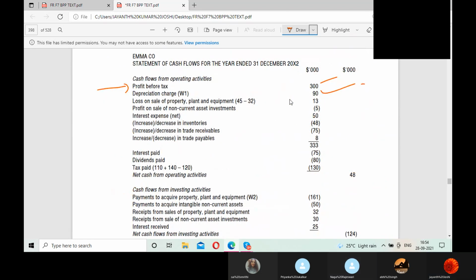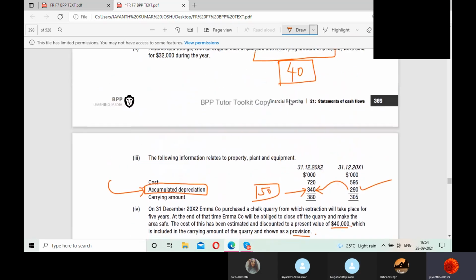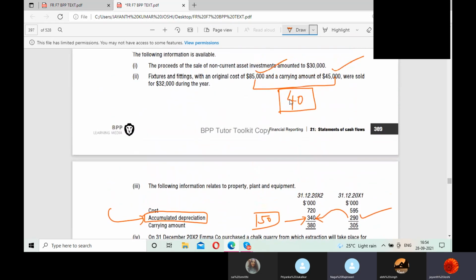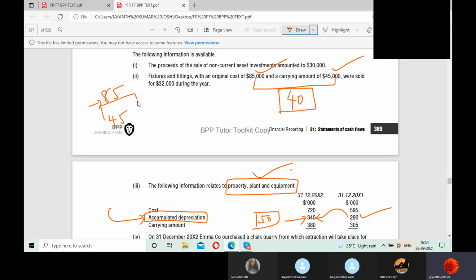Sir, can you explain this once again? Yeah, see your accumulated depreciation account. This is only the information related to property, plant and equipment. For fixtures and fittings, they had bought it for this much. Now it had become this much. So what is the depreciation? 40. That's it. So this comes on the credit side, sir? Which credit side? If you make an account, yeah.